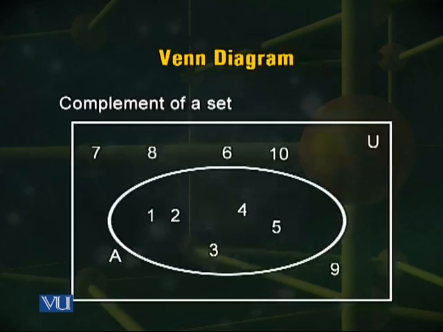So we need this bigger rectangular U and call it a universal set, and it relates to all the sets under study in the sense that this universal set is a superset of all sets under study, and then the complement of any set is only those elements which are not in the given set but in the universal set.